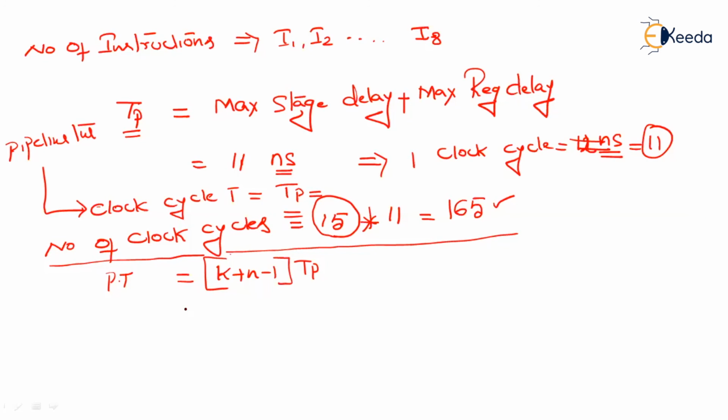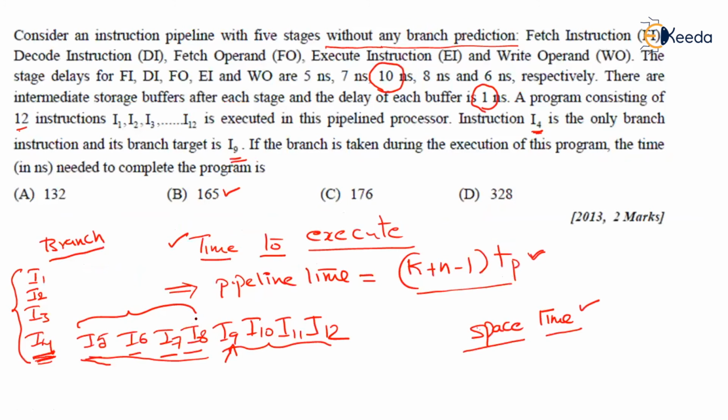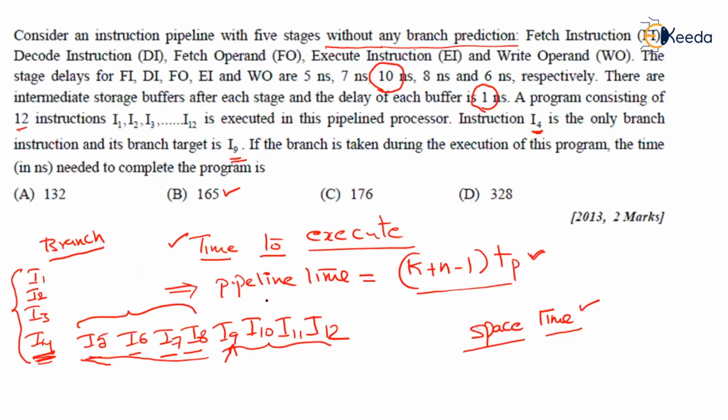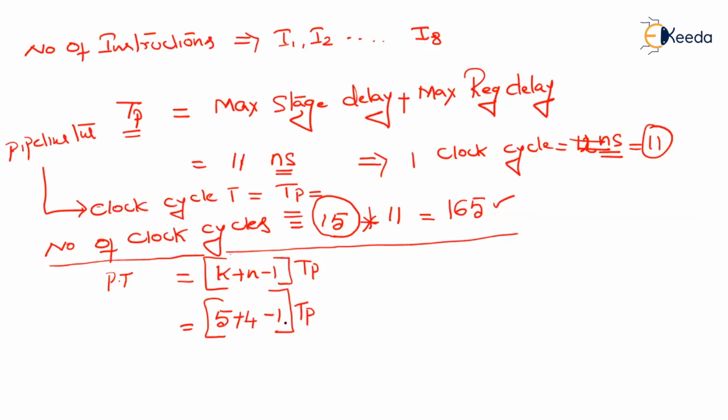K is the number of stages: 1, 2, 3, 4, 5 stages, so K is equal to 5. The number of tasks is 8, but we need to calculate for the first 4 and the next 4 separately, so 5 plus 4 minus 1 into TP. That is because these are divided into 2 different sets. After executing the first set, the next set gets executed, so we separately execute 5 plus 4 minus 1 into TP.